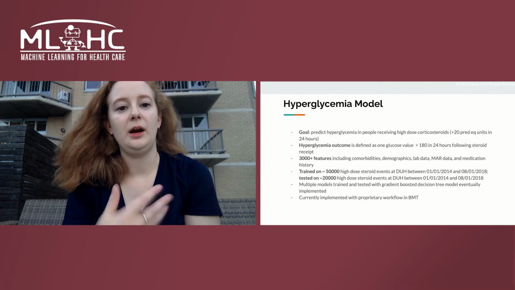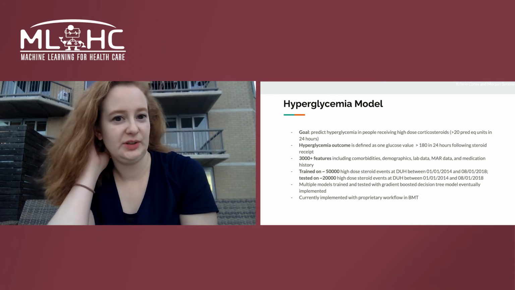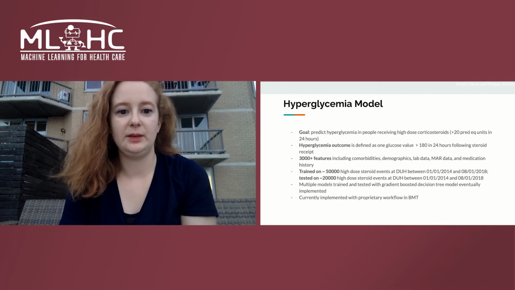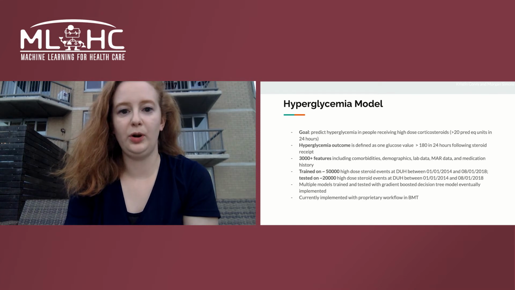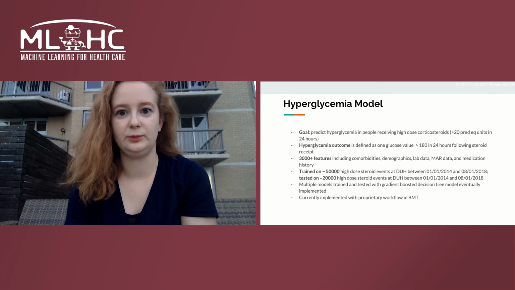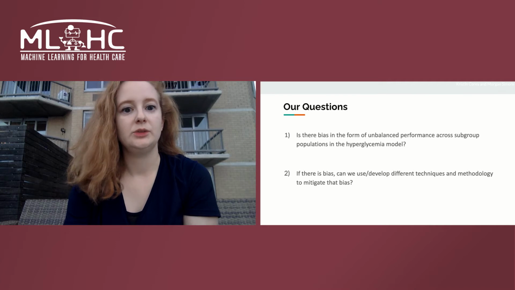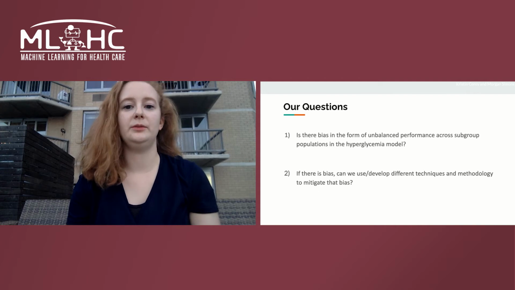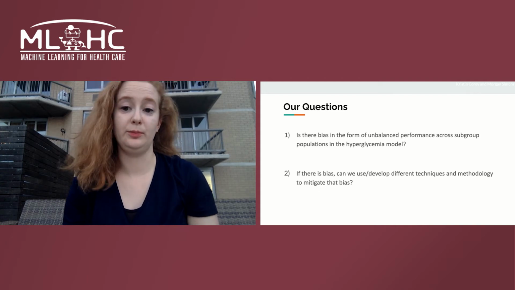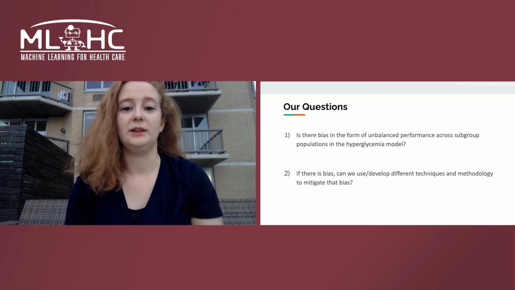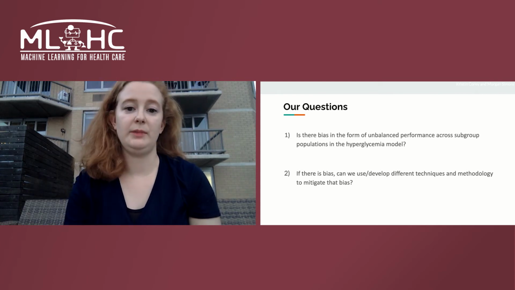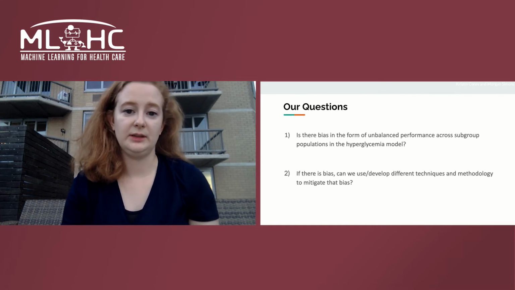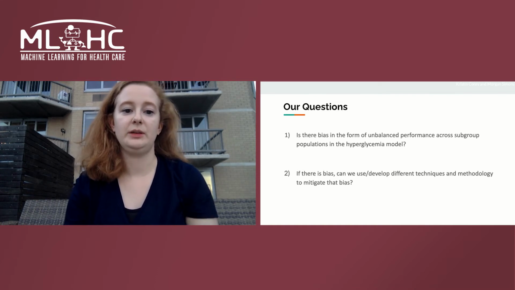However, a model that was previously presented here at MLHC that I had worked on in the past had used what we now knew was a flawed label, this race label. And so we wanted to use this model to probe a couple of questions about this flawed race data. So our main questions were, is there bias in this model in the form of unbalanced performance across subgroup populations? And in our case, the subgroup populations of interest were male and female and African American and Caucasian.